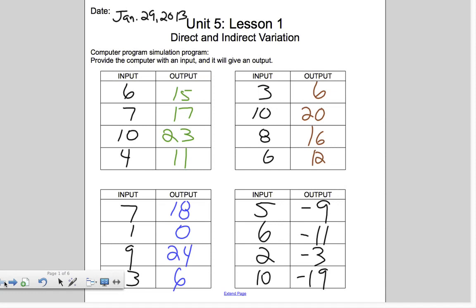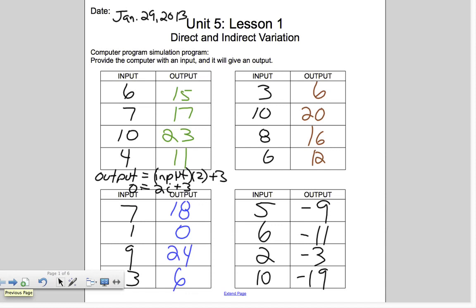Let's go back into here, and let's just formalize what we have. So we said that the output, what was it for the first one? Hold on, it was times 2 plus 3. So it was the input times 2 plus 3. Right? So I could rewrite this as O is equal to 2I plus 3, O being short for output, I being short for input.